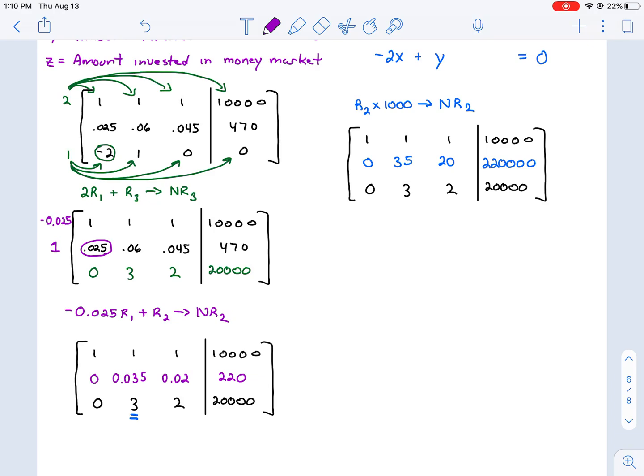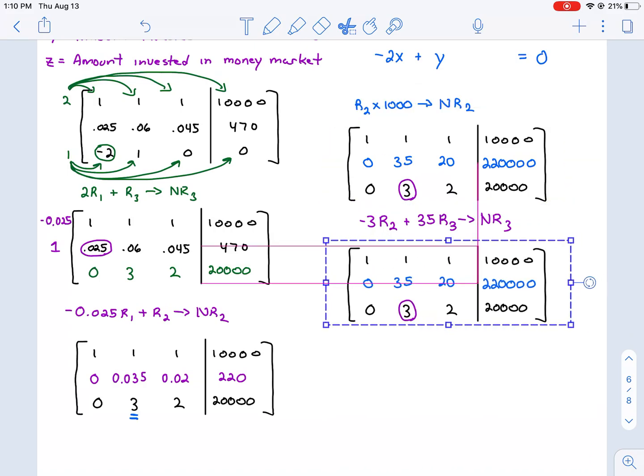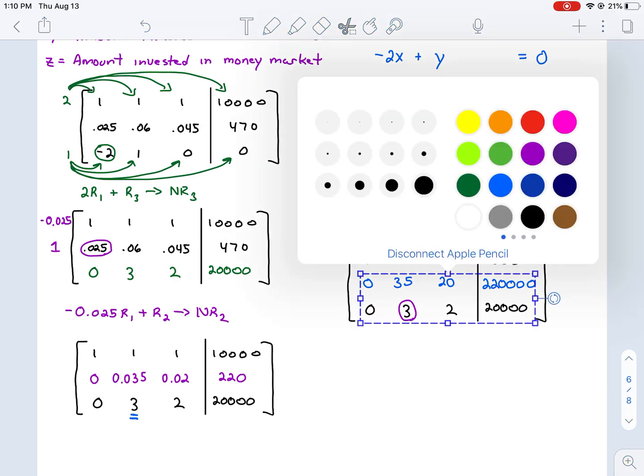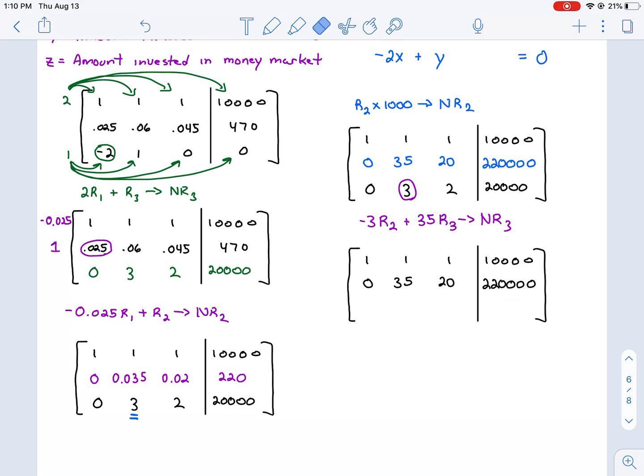So the final row operation we will need is -3 times row 2 plus 35 row 3, and that will give us a new row 3. Because we want to make that 3 a 0. Okay, so the only row that's going to change this time is the third row. And that will become the following. So we're going to multiply the second row by -3 and the third row by 35. So that will produce a 0 here. That will produce a 0 here, a positive 10 here, and a positive 40,000 right there.